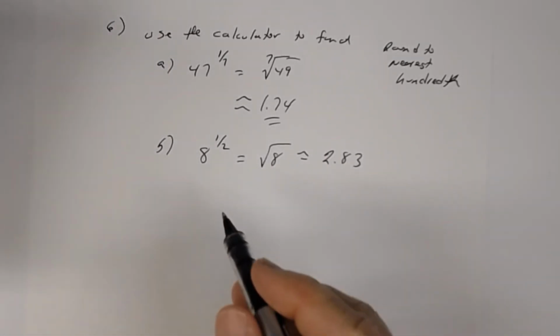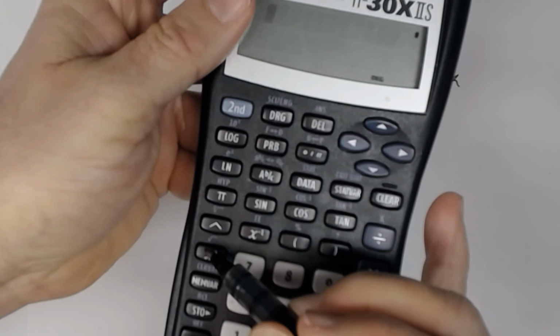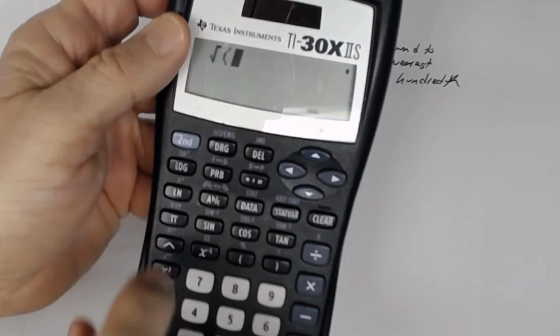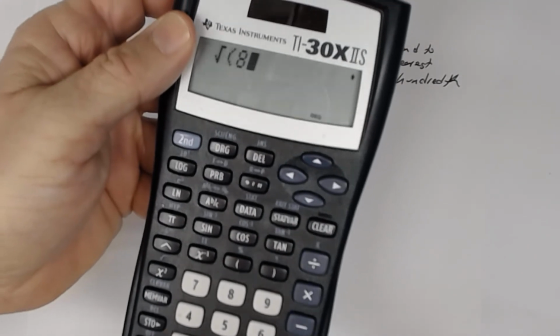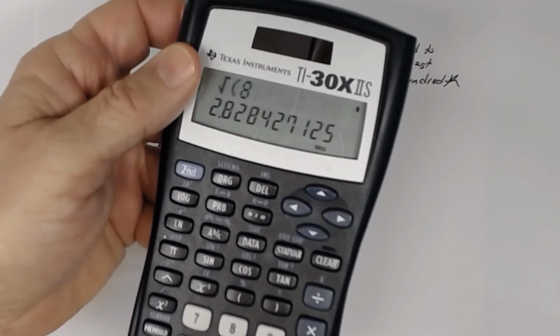Now, if you want to use your square root button, you could have done that as well. So let me remind you where your square root button is. So you see right here, you said x squared, so your square root button's here. So you're going to press second square root, see square root, then put 8 in there. You don't have to close the parentheses, and then you get 2.83, okay?